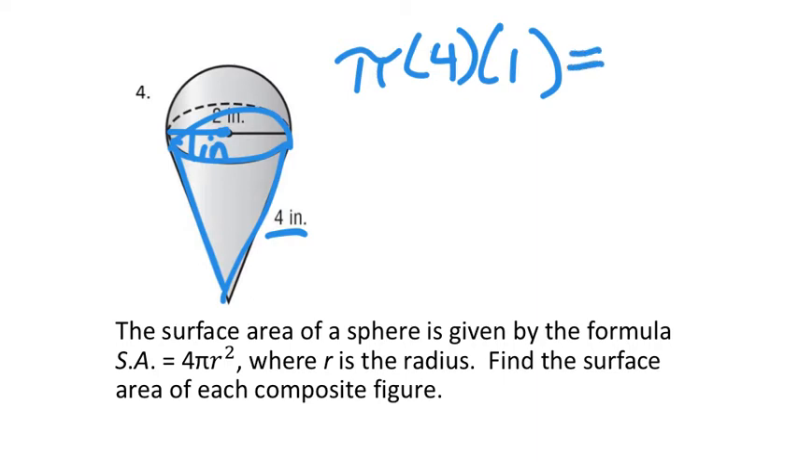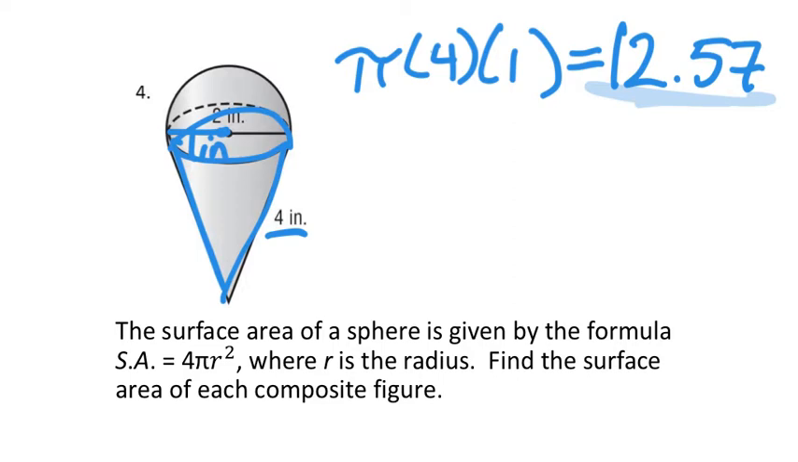So in my calculator, I will put pi times 4 times 1. And again, we'll round this to the nearest hundredth for this one. So it's 12.566. So we'll make that 7 right there. Okay, so that's the lateral surface area of the cone. That's all that's on the surface for the cone.